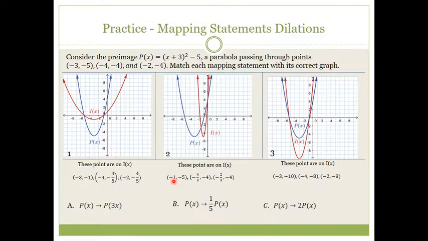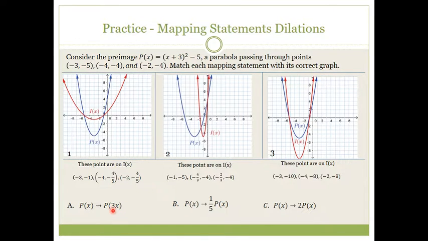Well, in order for that to have happened, we would have had to divide, right? What do we have to divide -3 by to get it to be -1? Well, the answer is 3, right? -3 divided by 3 gives you -1. And if you went ahead and compared all the other points, you would see that that's what they did, divided the x coordinate by 3.